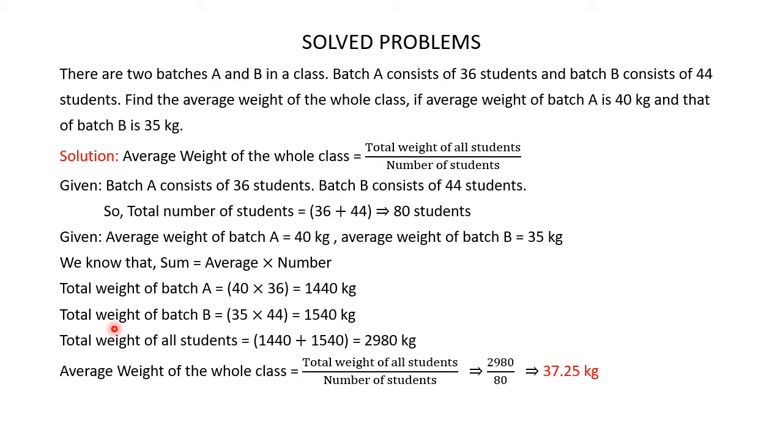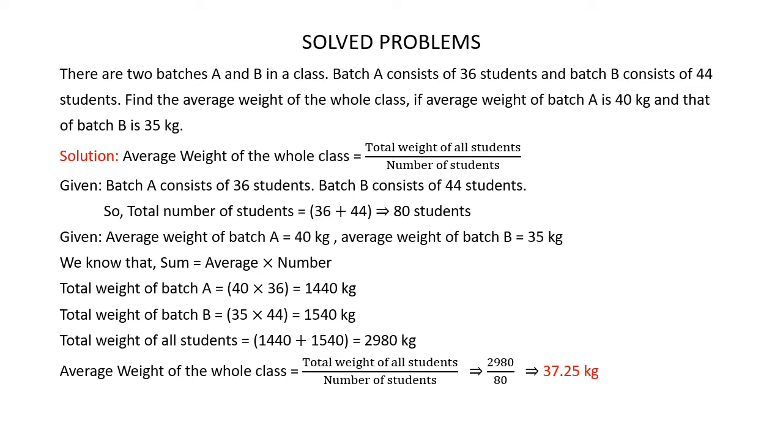Similarly, total weight of batch B is equal to the average weight of batch B multiplied by the number of students in batch B, which is 35 multiplied by 44, which gives us 1540 kgs. So the total weight of all the students is equal to 1440 plus 1540, which is 2980 kgs.